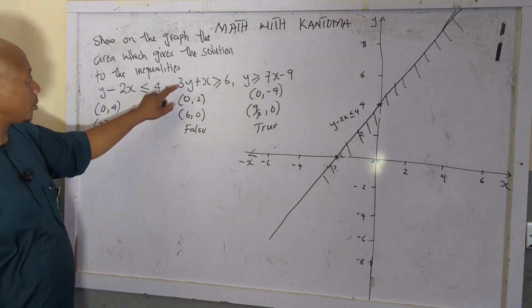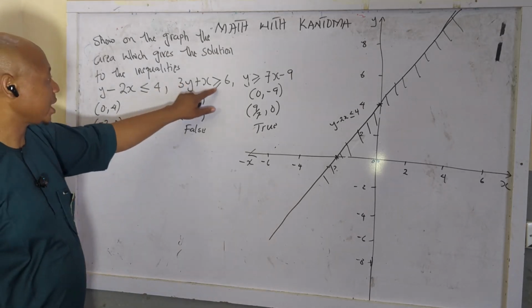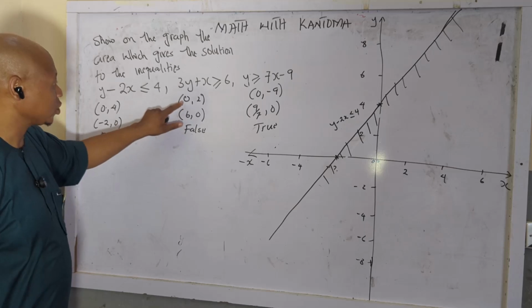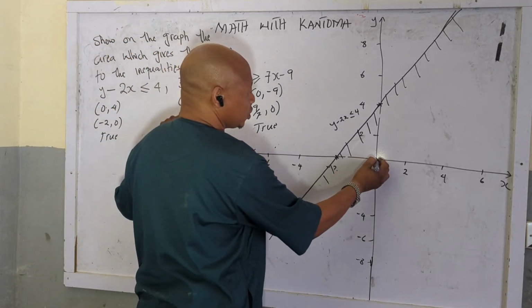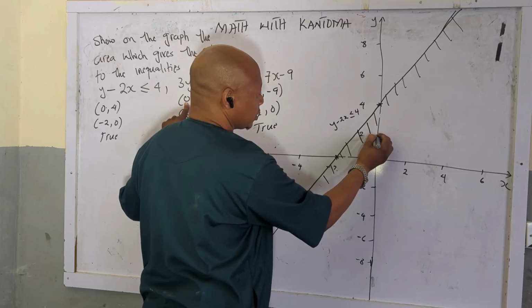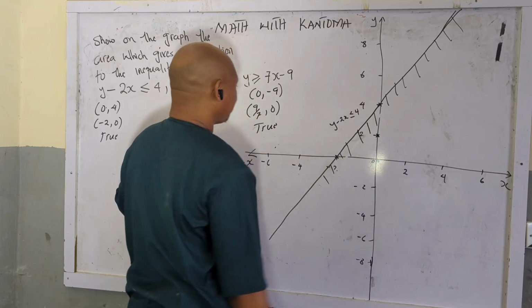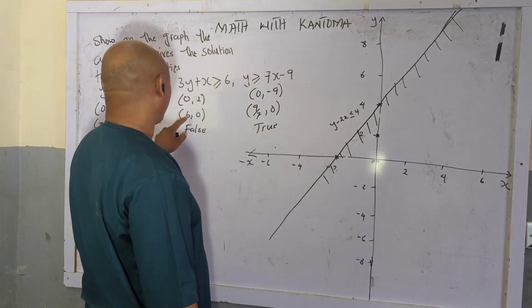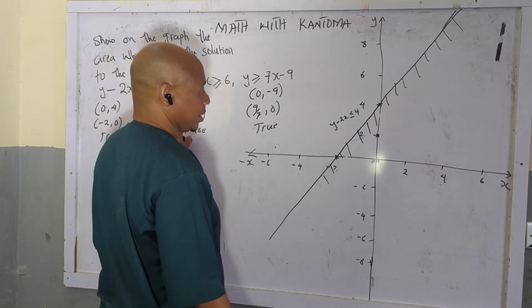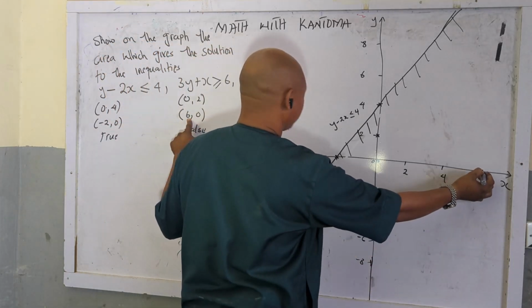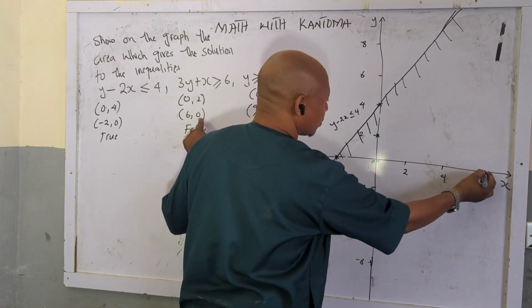Next, we plot the graph for 3y plus x greater than or equal to 6. So at the coordinate, when x is 0, y is 2. So this is 2, somewhere here. And when x is 6, y is 0. So x is this one.